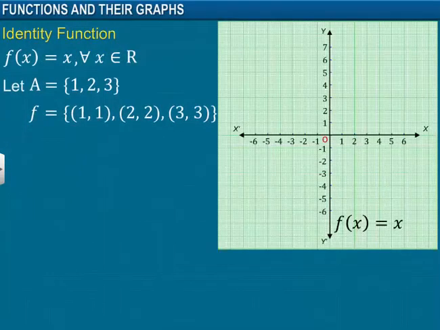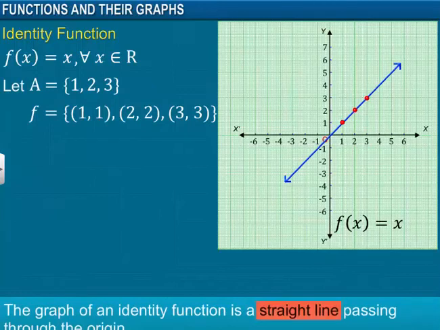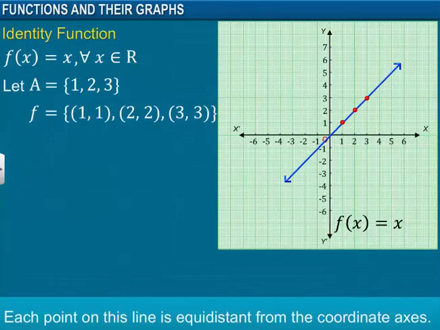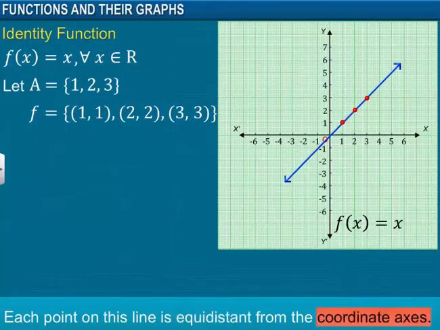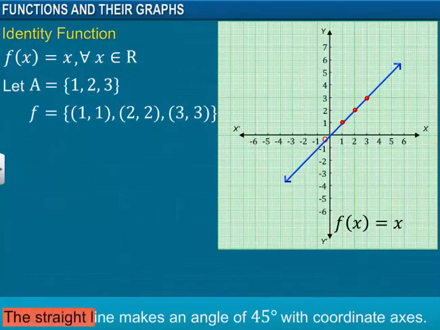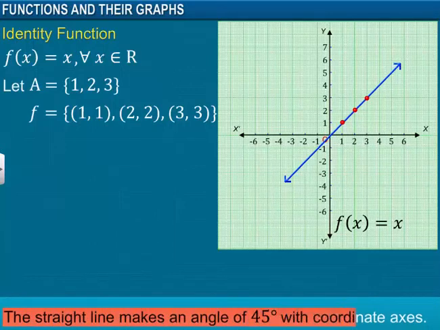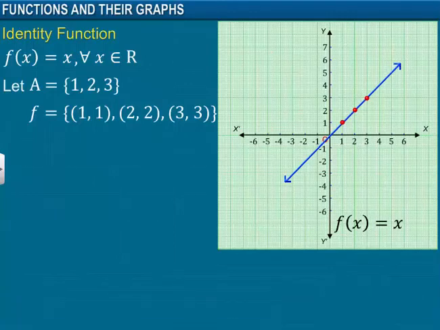Since for this, both the entries in the ordered pairs (1,1), (2,2), and (3,3) are the same, the graph for this function will be a straight line passing through the origin. Each point on this line is at equal distance from the coordinate axes. This straight line makes an angle of 45 degrees with the coordinate axes. Thus, the graph of a real function f from R to R, defined by f(x) = x for all x belonging to R, is as shown.